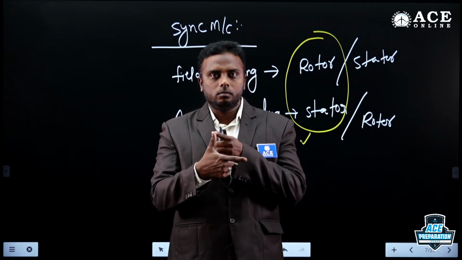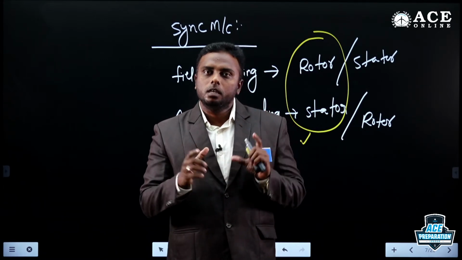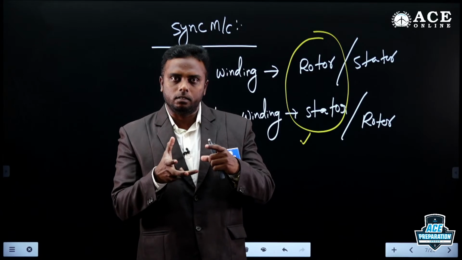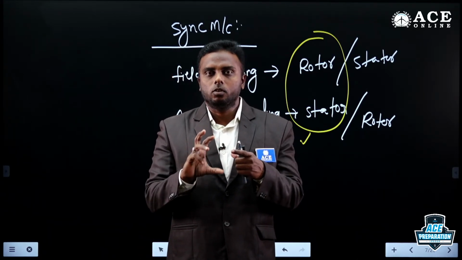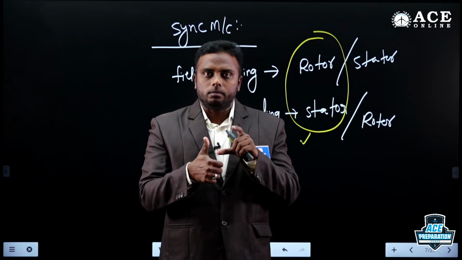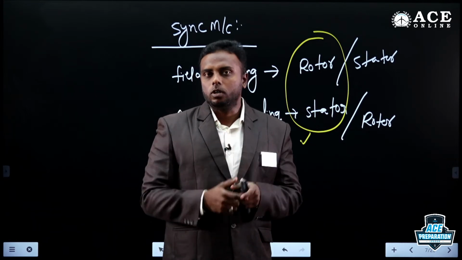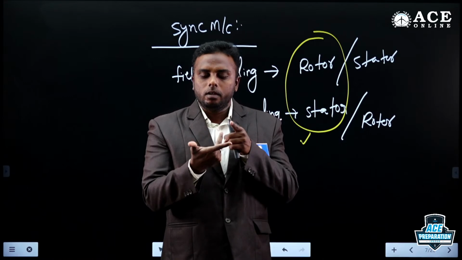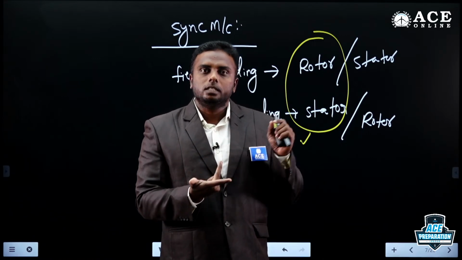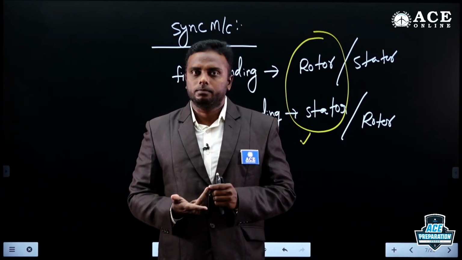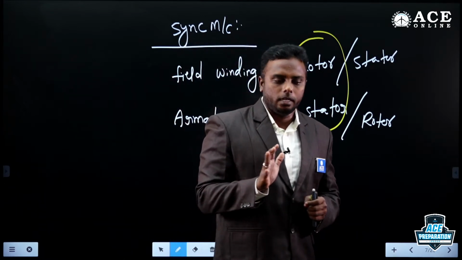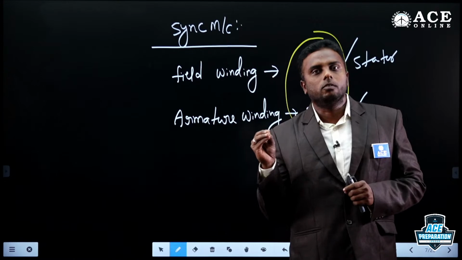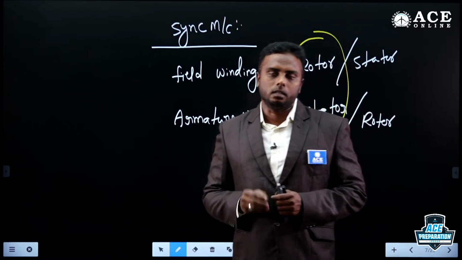Thumb indicates the motion of the conductor, because generator means we need to rotate the conductor in some direction, maybe clockwise or anti-clockwise. That motion, in what direction you are rotating, is given by the thumb. And what is the middle finger? Direction of EMF or current. So this is Fleming's right hand rule, which we use for generators in order to find out the direction of EMF or current in the conductors.